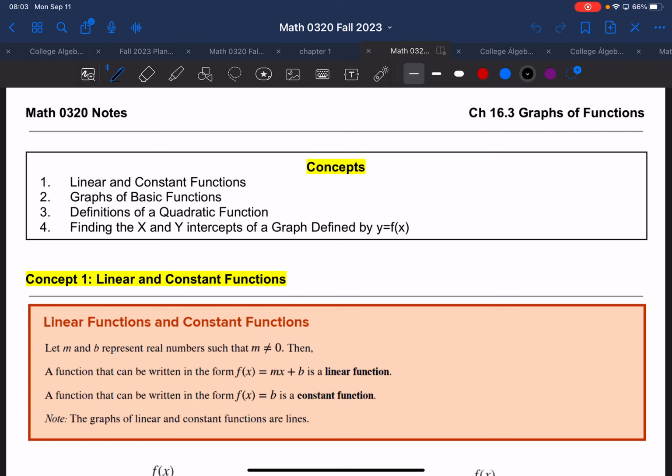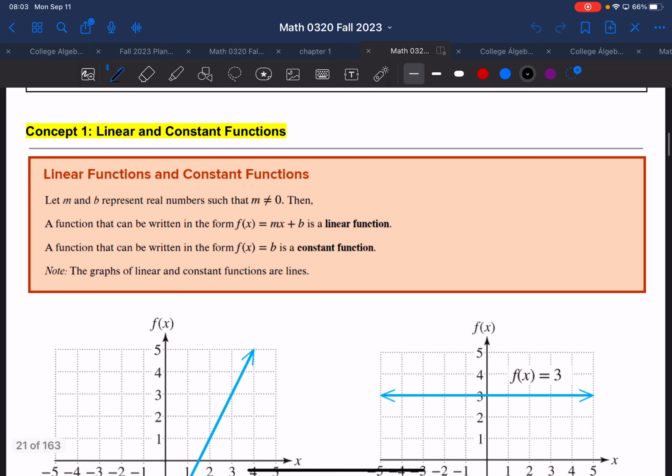So concept 1, linear and constant functions. So let m and b represent real numbers such that m is not equal to 0. Then a function can be written as f of x is equal to mx plus b, which is a linear function. You just need to know this part. F of x is equal to mx plus b is a linear function.